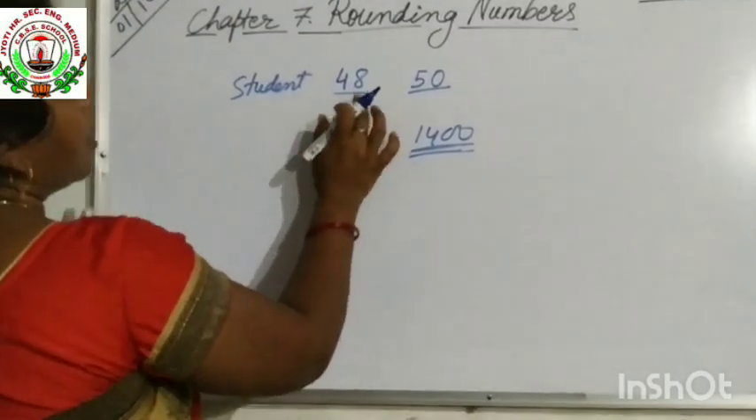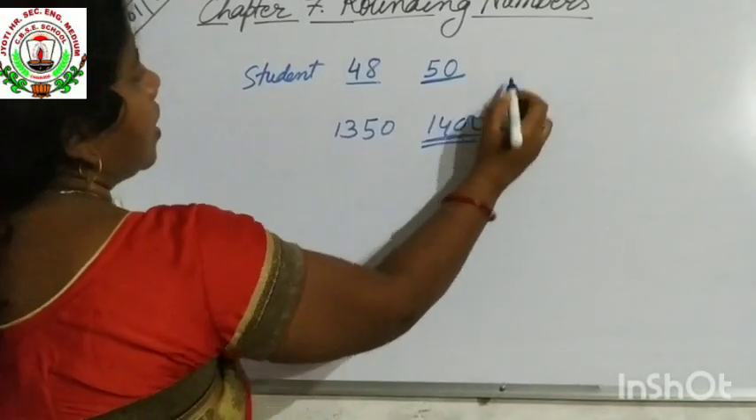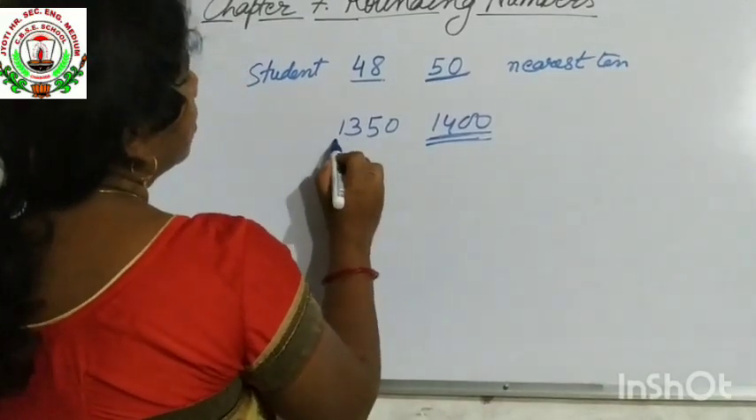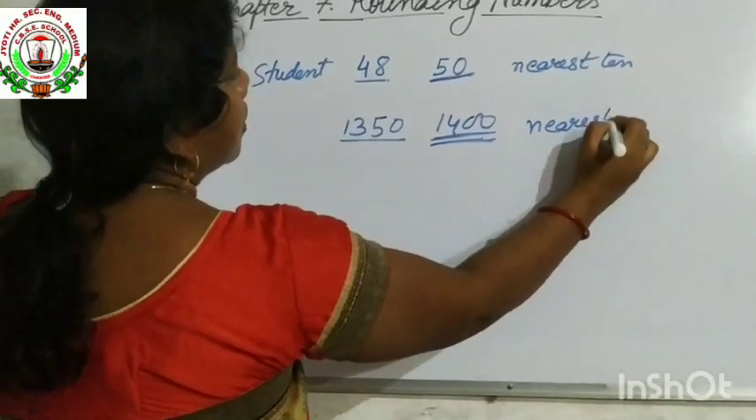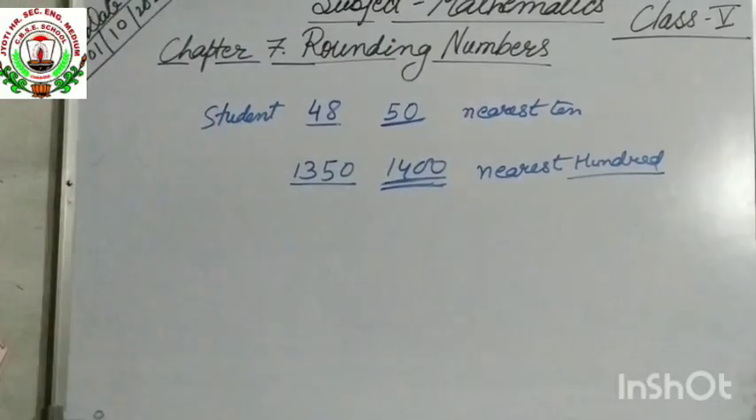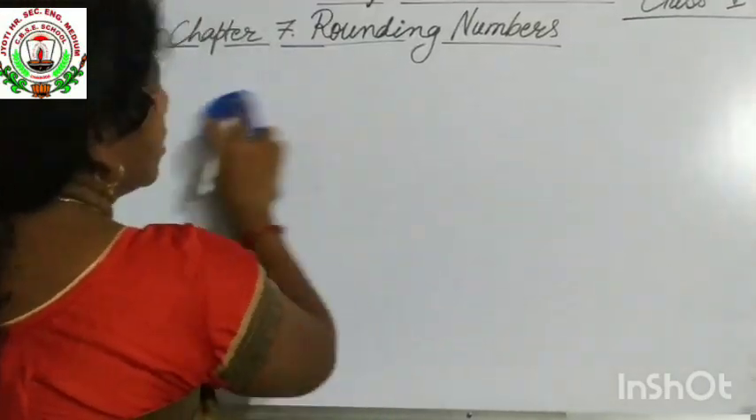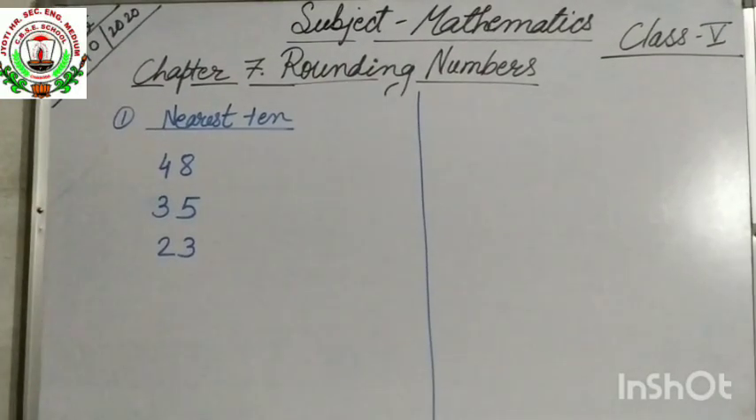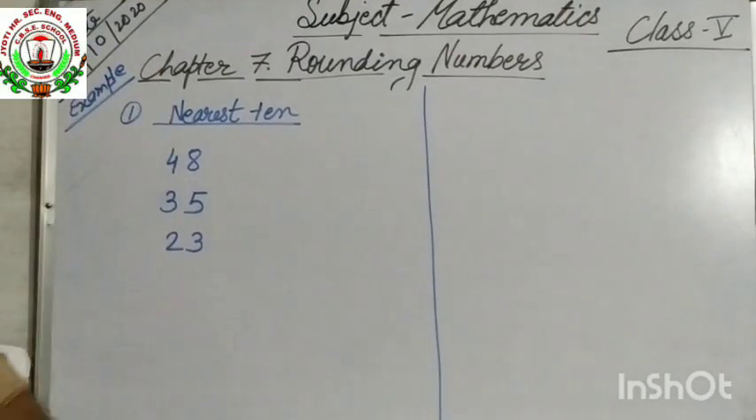Here 2 digits we are rounding, ones and tens. So 48, where we are writing 50, is rounded to the nearest 10. And 1350, which we are rounding up to 1400, is called the nearest 100. Now today we will see how to do this for the nearest 10, nearest 100, nearest 1000, 10,000, lakh, 10 lakh and crore also.